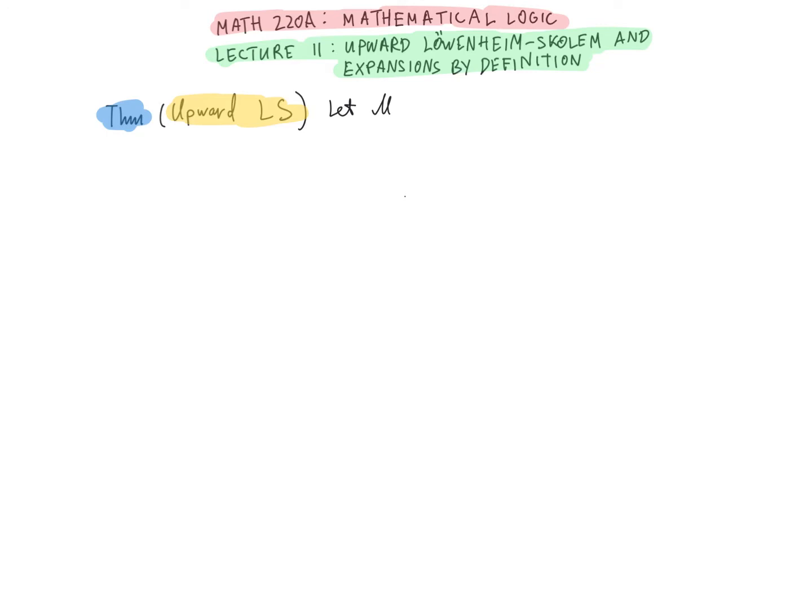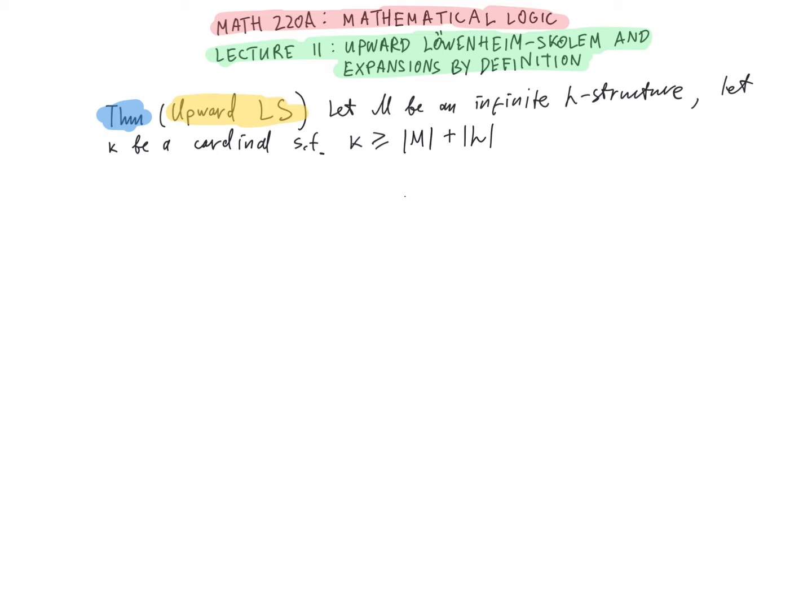So towards this purpose, let M be an infinite L structure for some language L, and let kappa be a cardinal such that kappa is greater or equal than the cardinality of M plus the cardinality of the language L. Then there exists an elementary extension of M which is of cardinality kappa.